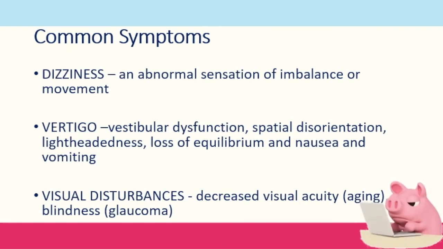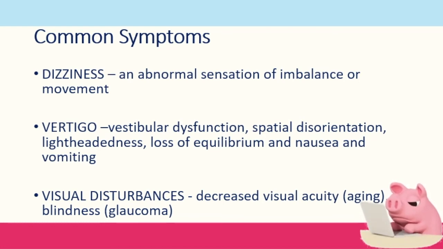Then you have your dizziness. Class, your dizziness is brought about by the abnormal sensation of imbalance and movement, whereas your vertigo is usually associated with vestibular dysfunction. This vestibular dysfunction, class, is usually related to the functioning of your ears. Remember, your ears are also in charge of balance and equilibrium, other than being a sensory organ. Plus, your patient may manifest with spatial disorientation, lightheadedness, loss of equilibrium, then nausea and vomiting.